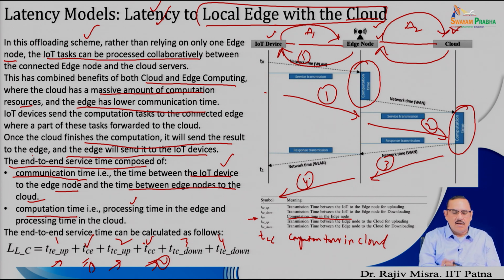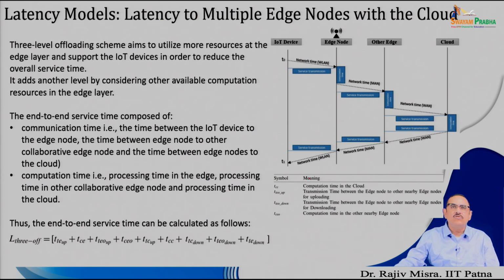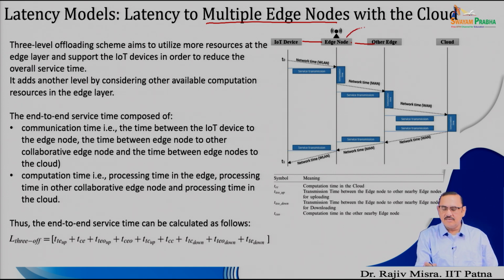So, the overall delay, that is called the latency in the local edge with the cloud, is expressed in this particular equation. Now, we have the most generic model where you have multiple edge nodes. One is directly connected to the IoT edge, and this edge node also has connectivity with the other edge nodes, and this edge node also has connectivity with the cloud. So, this model is very generic, where it has multiple edge nodes.